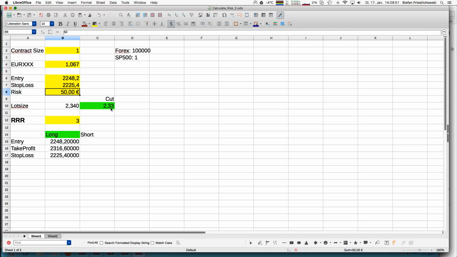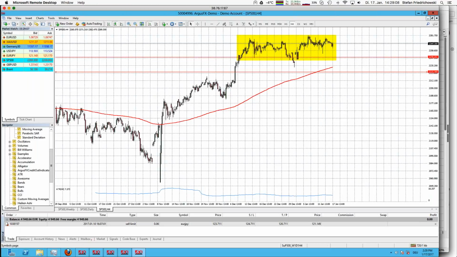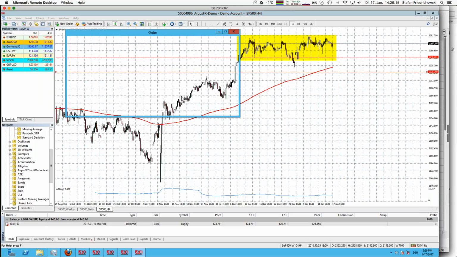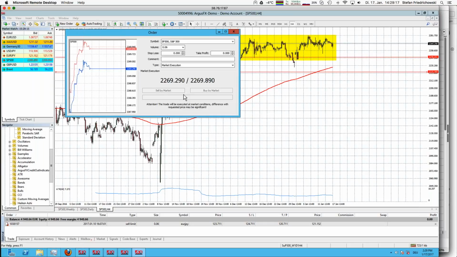When I place the order, what I have to write down as well is the take profit, and the take profit is 2316.6. Good, and now we have a trade, and we can place that order. So as always, you press F9, or you do it out of the chart with a right click. And what I want to have is a volume of 2, and I will try to 0.33.